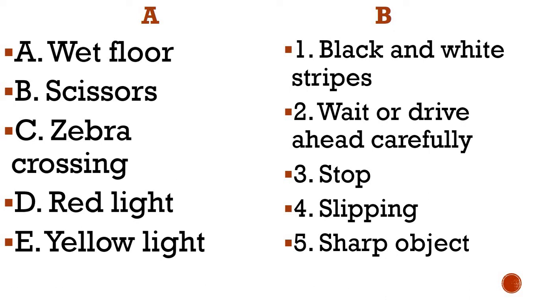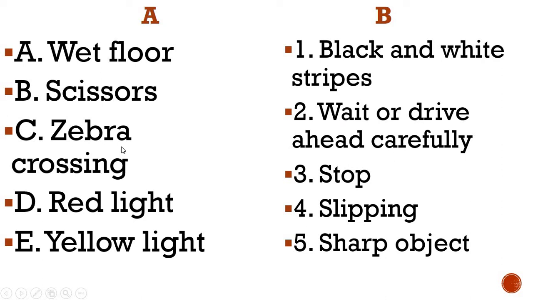Now, what can you match with this wet floor? Can you match these black and white stripes? Wait or drive ahead carefully. Stop, slipping, sharp object. Then, what can you match with scissors? Can you say it is a sharp object? Okay, if you think so, what do you think about the zebra crossing? Can you say it says wait or drive ahead carefully, or is it black and white stripes?